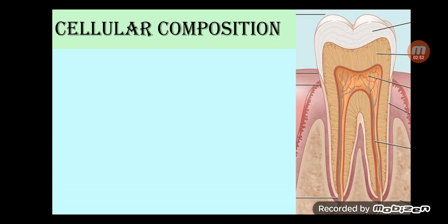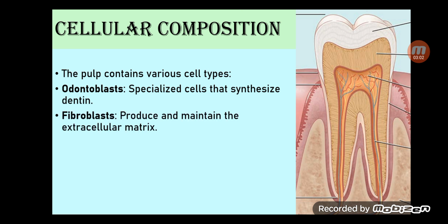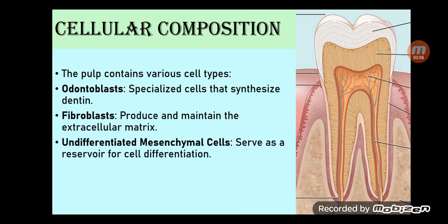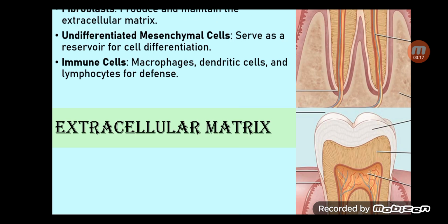Now we will talk about cellular composition of dental pulp. The pulp contains a variety of cells, including odontoblasts that are specialized in synthesizing dentin. It also contains fibroblasts that produce and maintain the extracellular matrix, undifferentiated mesenchymal cells that serve as a reservoir for cell differentiation, and immune cells, that are macrophages, dendritic cells, and lymphocytes, for defense.